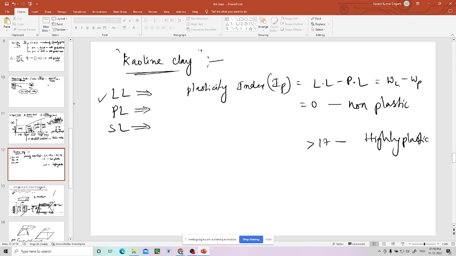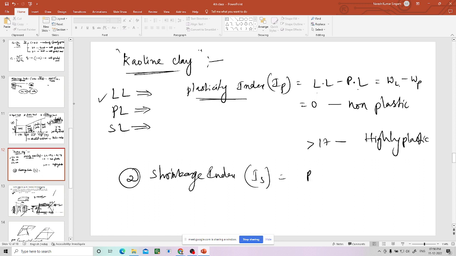Now, another is the shrinkage index. If plastic index is liquid limit minus plastic limit, the shrinkage index IS should be PL minus SL, right? Or else WP minus WS. And another one I'll tell you in the next class, in the upcoming classes.